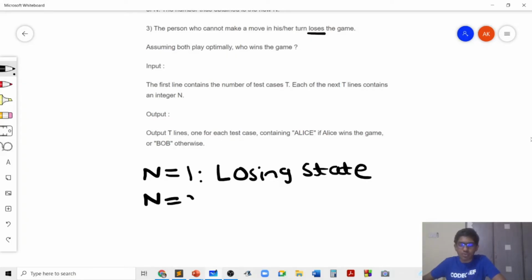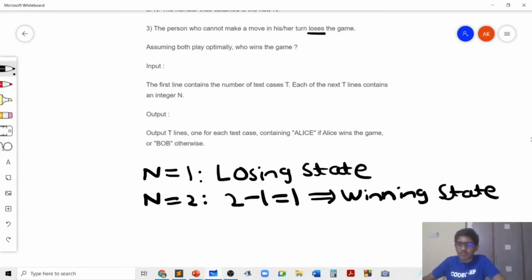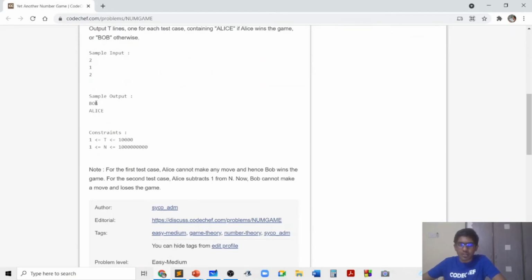Then if n is 2, Alice can win because she can subtract 1 from 2 to get 1. Since 1 is a losing state, n equal to 2 is a winning state. So 2 is a winning state, and that's why Alice wins. You can verify that Bob and Alice are the correct output.